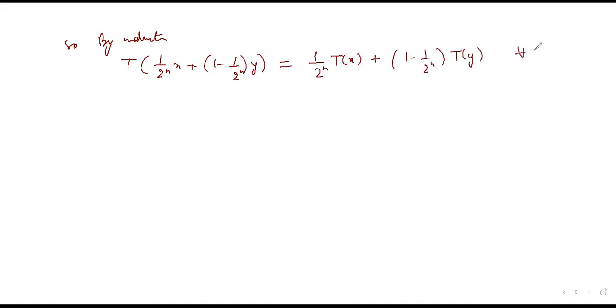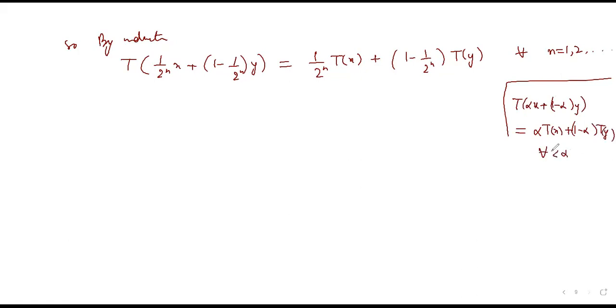Now this is true for all n, meaning for all natural numbers. We can go again and again. You can do this easily by induction. What we actually have to show is that T(αx + (1 − α)y) = αT(x) + (1 − α)T(y) for all α lying between 0 and 1, that is, T is affine. We are moving toward that; we have just taken 1/2^n. After this, a second induction will be needed.